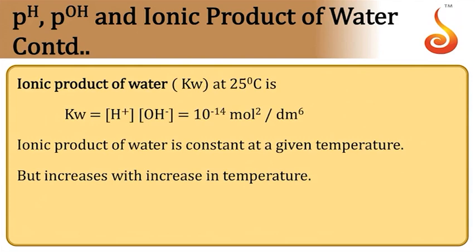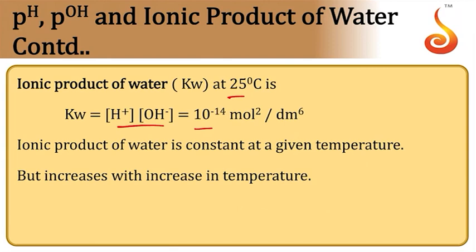Now, ionic product of water. The product of ionic concentrations of H plus and OH minus itself is called the ionic product of water. The value is constant only at 25 degrees Celsius, so it depends upon temperature. The higher the temperature, the higher the concentration of H plus and OH minus, thereby the product also increases.